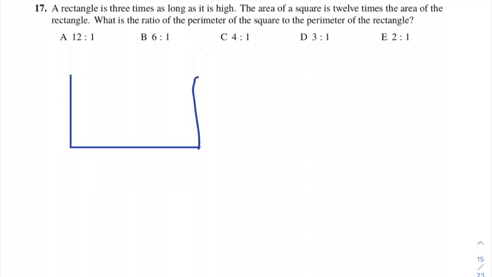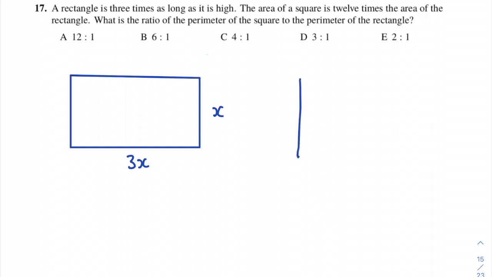Let's say it looks something like this. Okay, and we can call this x. And if it's 3 times as long as its height, this is going to be 3x. And then we're also going to have some square, where the area of this square is 12 times the area of the rectangle. Obviously the square is going to have the same side lengths, so we could call those side lengths y.